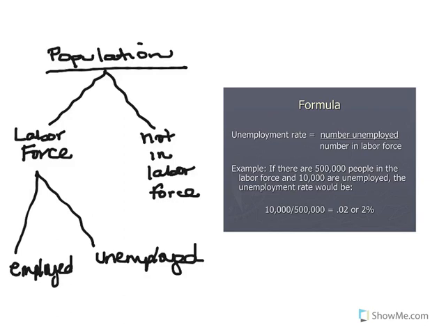Another way to think of the people that are included in the labor force would look something like the flow chart that I have right here. So in other words, you start out with society, with the total population of the demographic that you're talking about. And then from there, you divide the population into the labor force plus those that are not in the labor force.